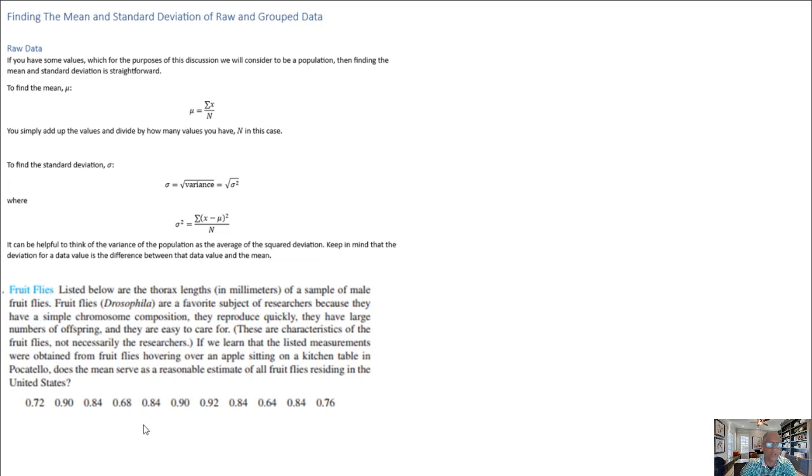So here we have these values measured in millimeters. How do we find the mean and standard deviation of these values here? Well, to find the mean of these values, we simply add up the values we have here. That's what this is saying here. And then we divide by how many we have.